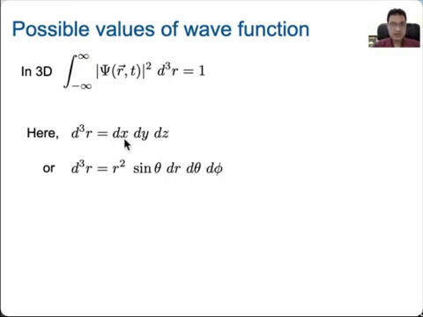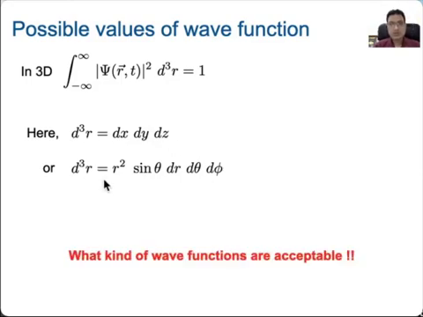It can be written as dx, dy, dz, or in spherical polar coordinates, which you will see maybe in this course or maybe in the next course, can be written as r squared sine theta dr d theta d phi. You don't need to worry too much about this one.